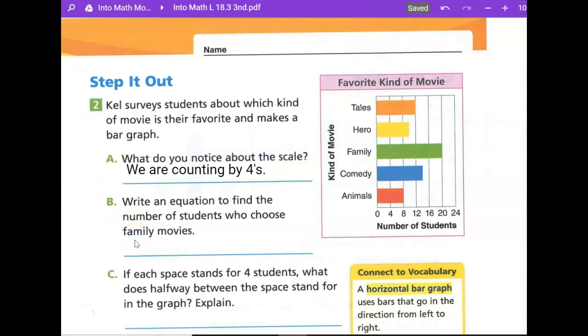Write an equation to find the number of students who chose family movies. Okay, so family movies comes over here to 20. We know that each of these is 4, so we jump 1, 2, 3, 4, 5 times. So we could have 5 jumps of 4.